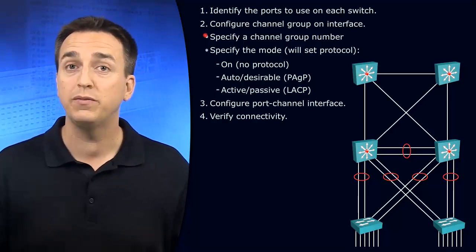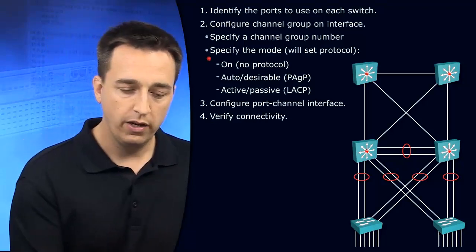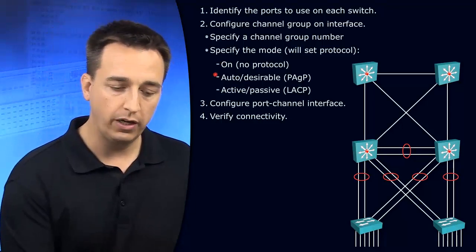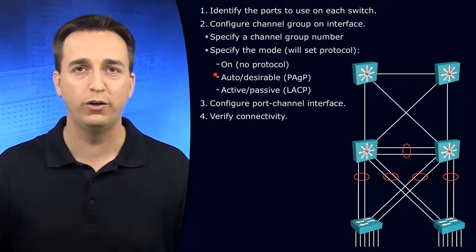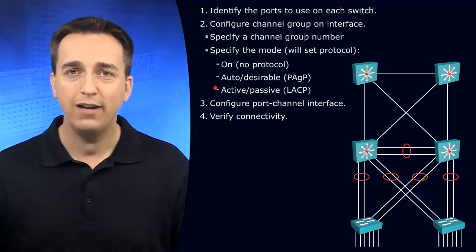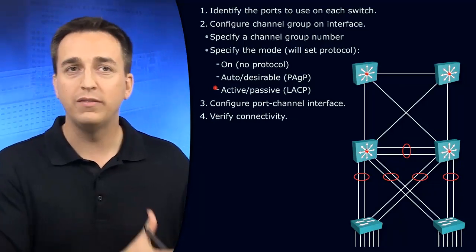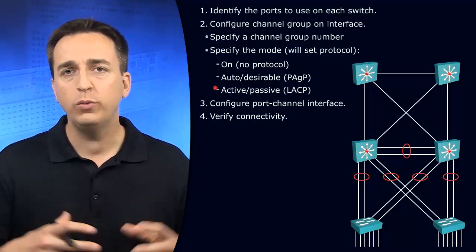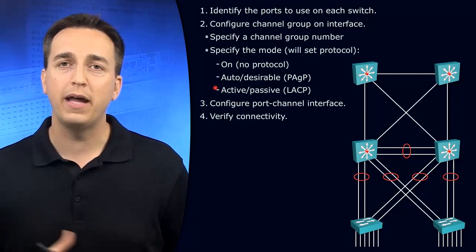In addition to that, we have to specify the mode that will be utilized for the EtherChannel bundle formation. So are we going to use a mode of on, which means we're not using any protocol at all? Is it going to be auto or desirable, indicating that we are using Cisco's proprietary EtherChannel bundle protocol, known as PAgP? Or are we using the IEEE standard LACP, which we would use the modes of active or passive to specify on the interfaces?